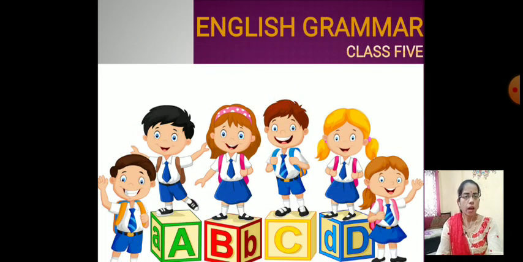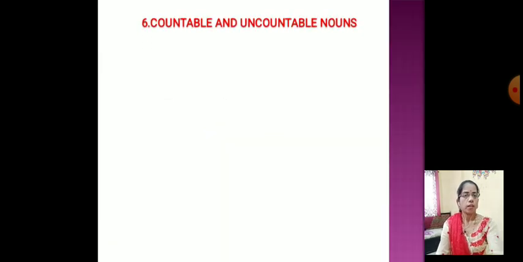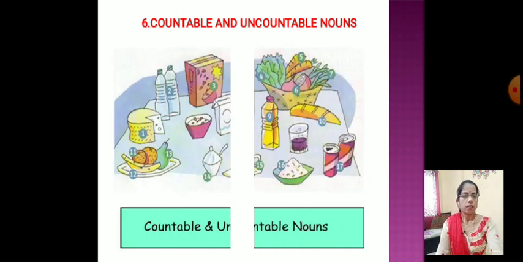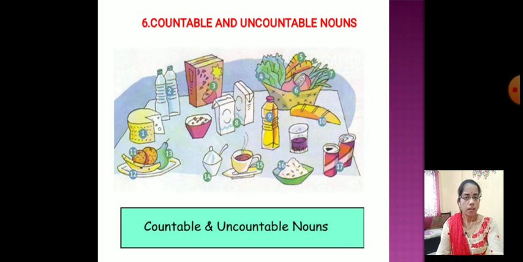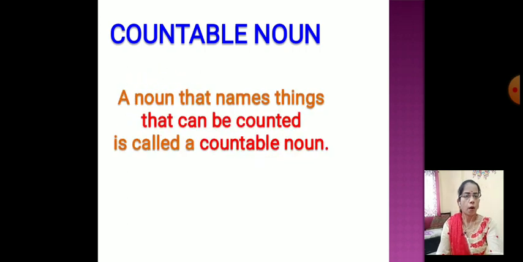Now today we are going to learn our next chapter from English Grammar, chapter number 6, countable and uncountable nouns. See, here are some pictures where we can count some objects easily and we cannot count some objects. Let us understand countable and uncountable nouns.